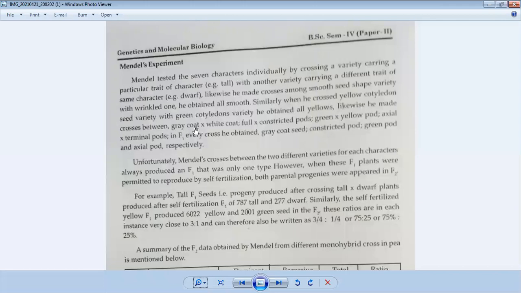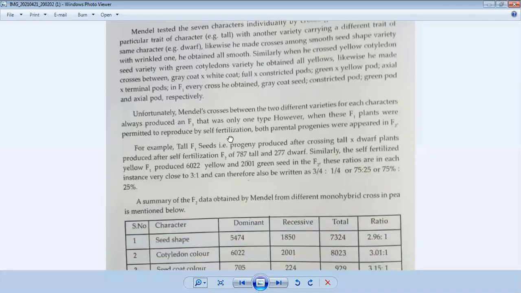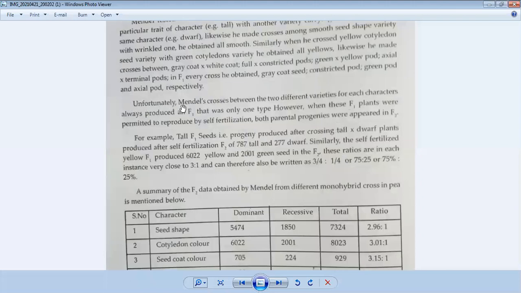Likewise, he made the crosses between the gray coat and the white coat, full and constricted pods, green and yellow pods, axial and terminal pods. In F1, in every cross he obtained a gray coat seed, full pod, green pods, and an axial pod respectively. मतलब इन्होंने यहाँ पे टोटल 7 कैरेक्टर्स के सेपरेटली क्रॉसिंग करके दिखाए, तो उन्हें सभी जगह पे कौन से कैरेक्टर मिले होंगे? They find the dominant character in the F1 generation. सभी F1 generation में उन्हें dominant character ही मिले होंगे. Unfortunately, Mendel's crosses between the two different varieties for each character always produced in the F1 only one type of trait. However, when these F1 plants were permitted to reproduce by self-pollination, both the parental progenies appeared in the F2 generation.